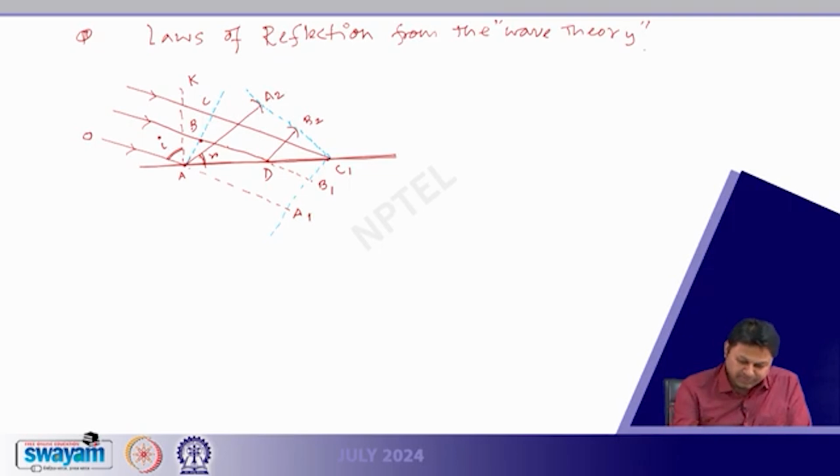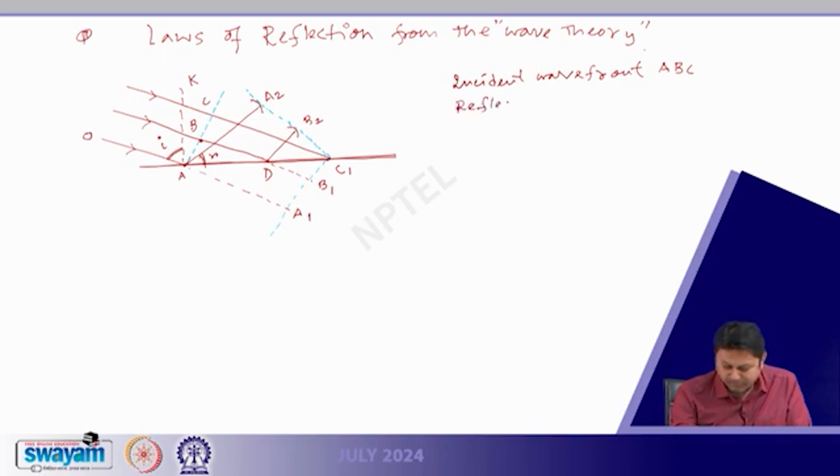So this incident wavefront I defined as ABC, this line, and the reflected wavefront I defined as A2, B2 and C1. This is the reflected wavefront.